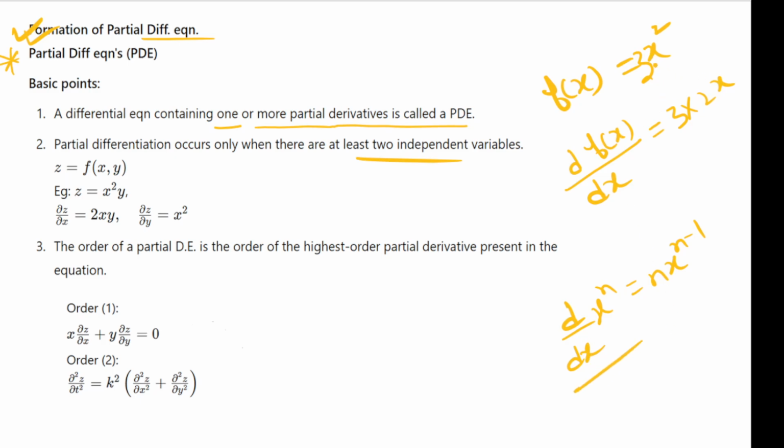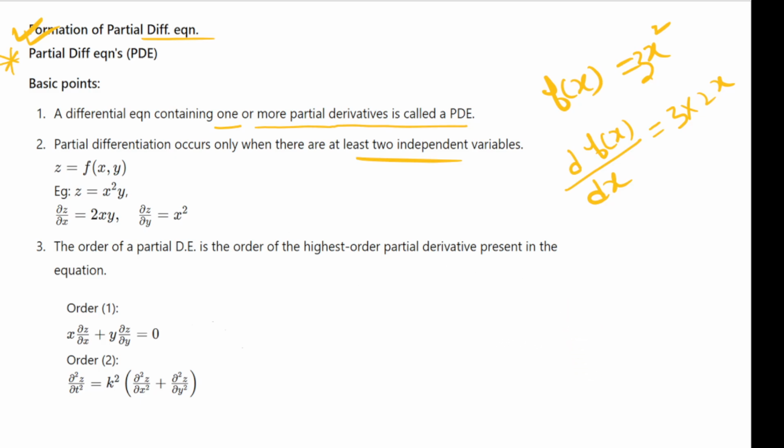I have just used that in this case. 3 remains as it is and 2 comes forward, and you have 2 minus 1 here. So you will get the equation that I have written, right? 3 into 2 into x, so it will become 6x. Because there is only one independent variable, if you differentiate it, it will become a complete differentiation. It will not become a partial differentiation. The condition for it to become a partial differentiation is that it needs to have at least two independent variables.